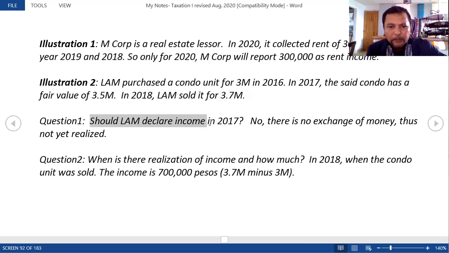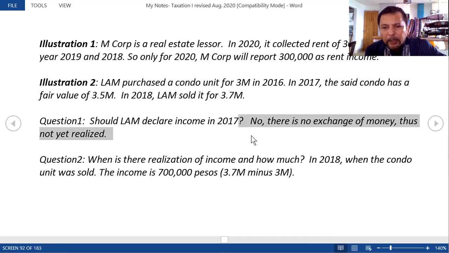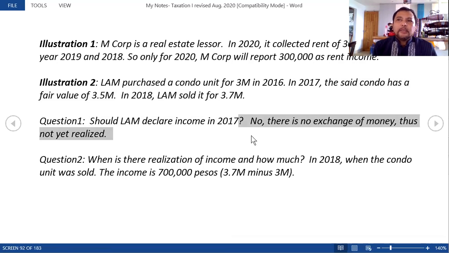So question, should Lam declare income in 2017 when the condo unit was valued already at 3.5? Was there an income? The answer is no. Why? Because there is no exchange of money yet, and the increase in the value of the said condo has not yet been realized. Under the realization principle, it has not yet been realized, there is no completed transaction, and there is no exchange of values.